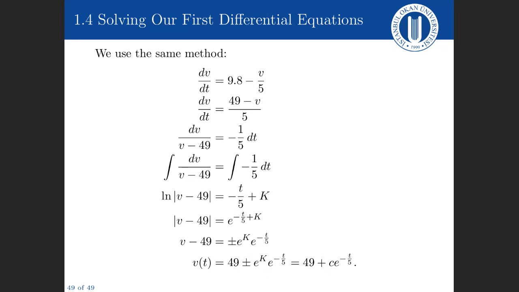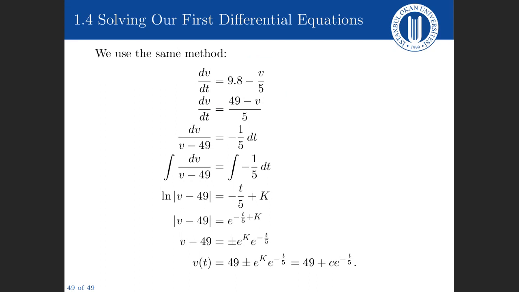Okay, back to the beginning. We're going through the whole method again. We're going to be using this method quite a few times. I'm starting with 9.8 minus v over 5. And I choose to write this as 49 minus v over 5, because 9.8 multiplied by 5 is 49.